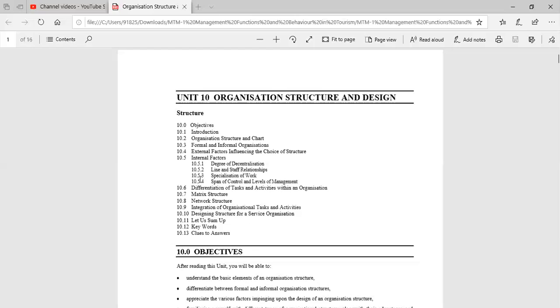These tasks and activities are different, but in 10.9 it will be integration, integrated, means under one same purpose. Designing structure for a service organization. Okay, so these are the topics you will learn. So let's proceed for the lecture. Okay.